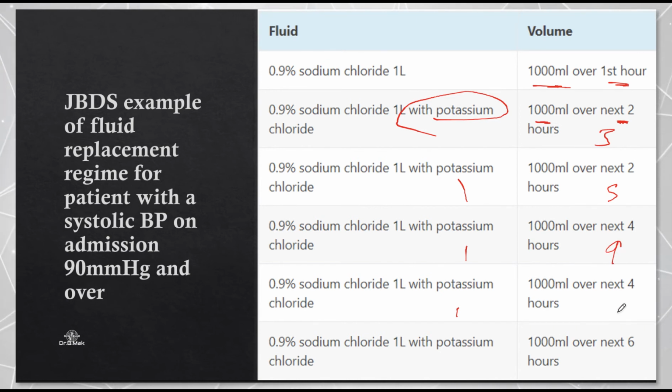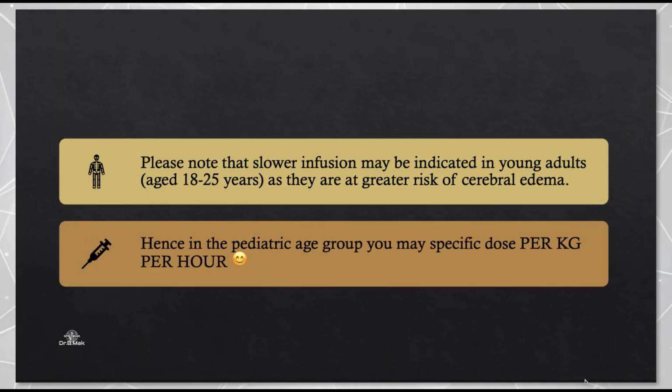Then 1 liter over another 4 hours. So that is 13 hours. Then 1 liter over the next 6 hours, and that's a total of 19 hours of treatment. So usually there is a potential for you to discharge a patient, or at least get them out of the intensive care setting within 24 hours. Please note that lower infusion may be indicated in young adults age 18 to 25, as they are at a greater risk of cerebral edema.